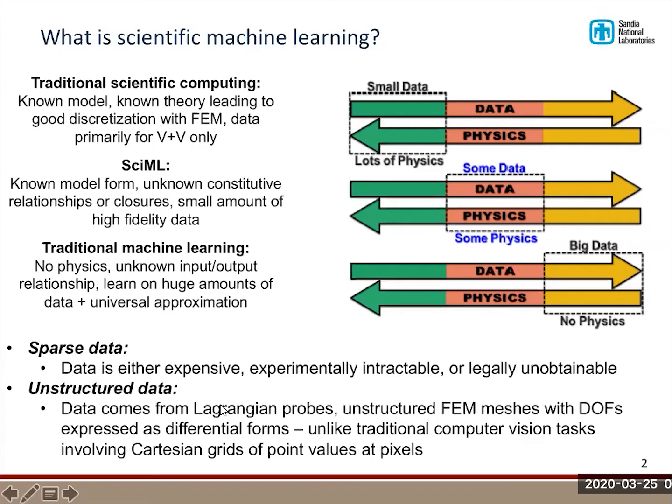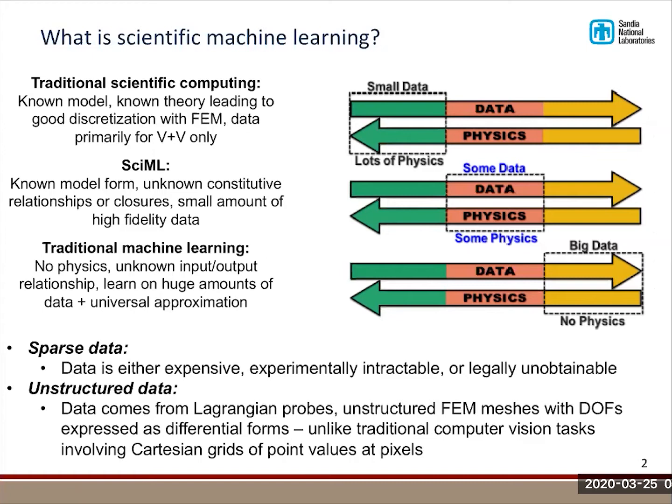So typically this is characterized by sparse data, and that's because training data might be expensive. It might come from very large scale DNS synthetic sources, those sorts of things. It might be experimentally intractable. You might only be able to get partial probes of a system experimentally.